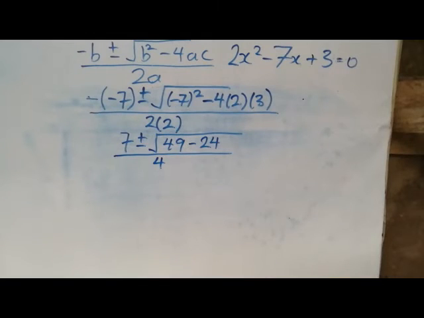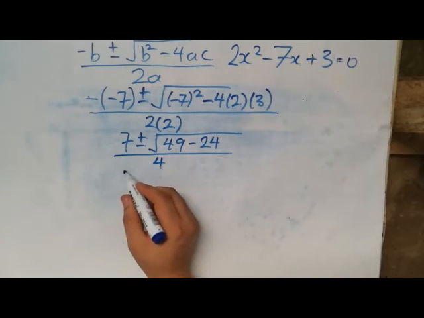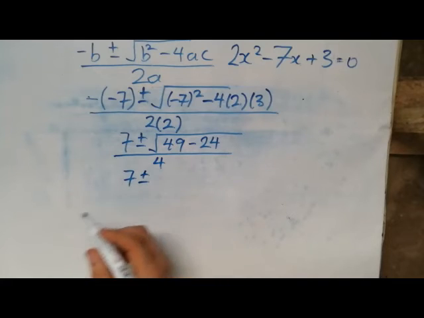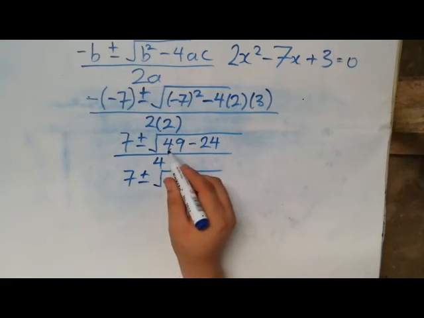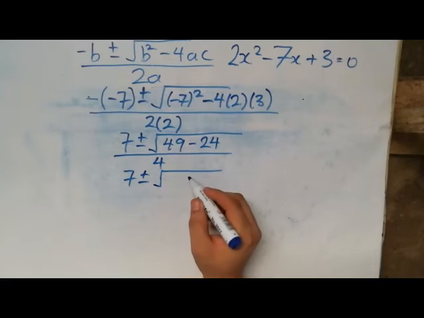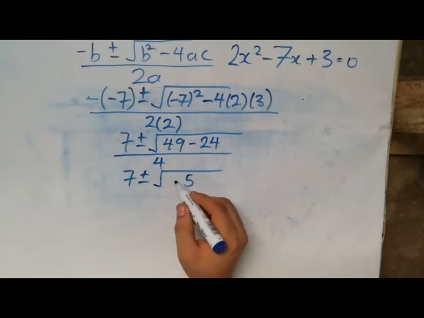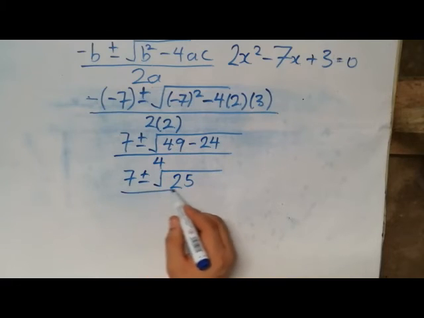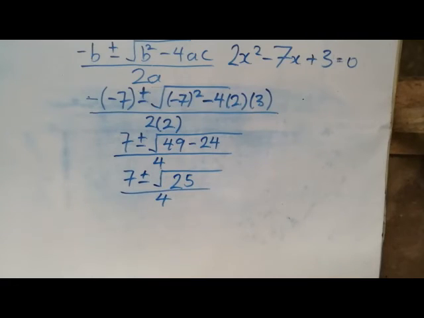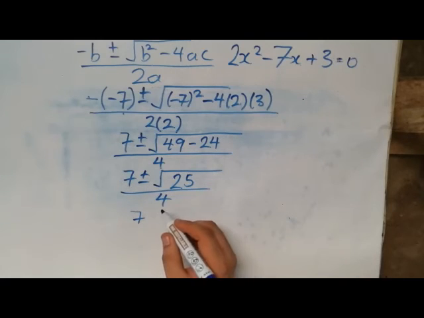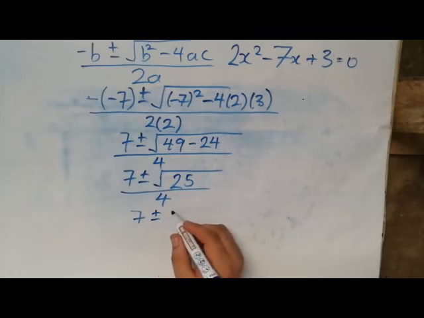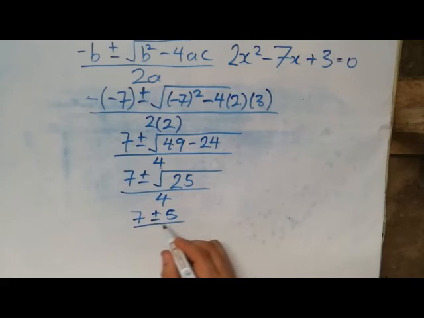I hope you are following. Now let's go. We have our 7. We write down our plus and minus. We have our square root. 49 minus 24. 9 minus 4 will give you 5. 4 minus 2 will give you 2. So it's 25 all over 4. What are those two numbers that when we multiply it by itself, it will give us 25? So it's 5. 5 times 5 is 25, isn't it? So we now have our 7 plus minus 5 over 4.